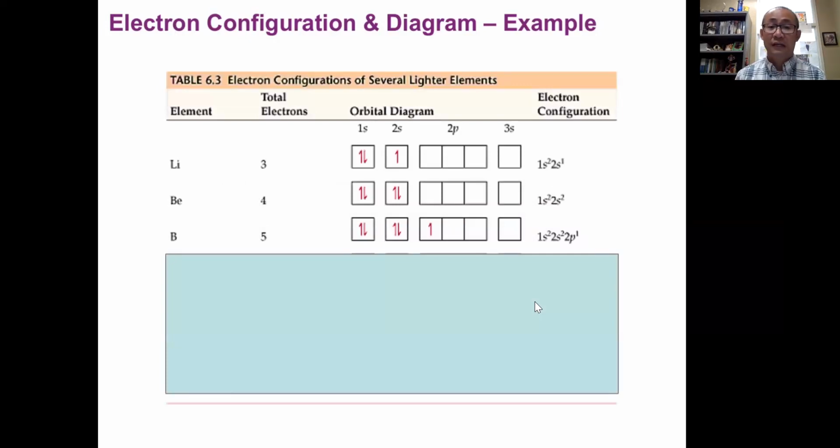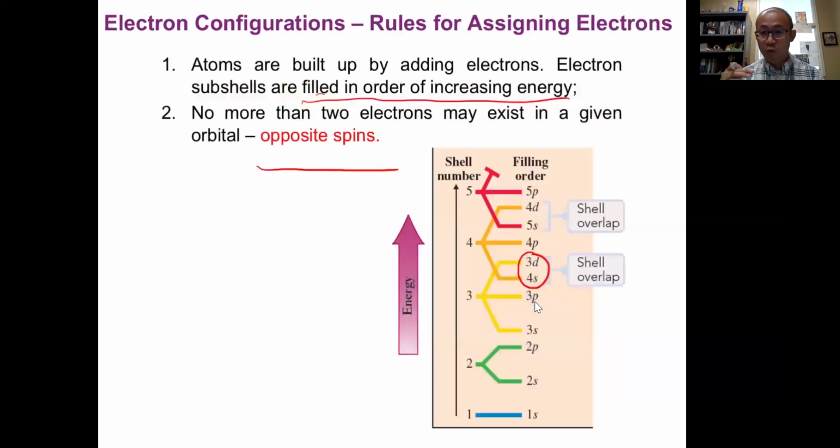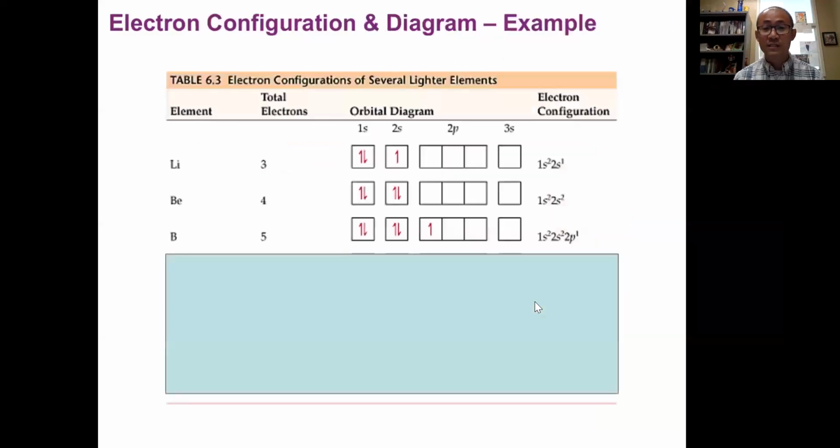Move up. Lithium has 3 electrons, so you put 2 in 1s. The third one cannot go to 1s because 1s is full. 1s can only have 2 electrons. So the third one goes to 2s. Remember the order? 1s, 2s, 2p, 3s, 3p. So after 1s, the third one goes to 2s. So 1s2 and 2s1, 3 electrons. And the left is the orbital diagram: 2 electrons in 1s with opposite spins, and the third electron in 2s.